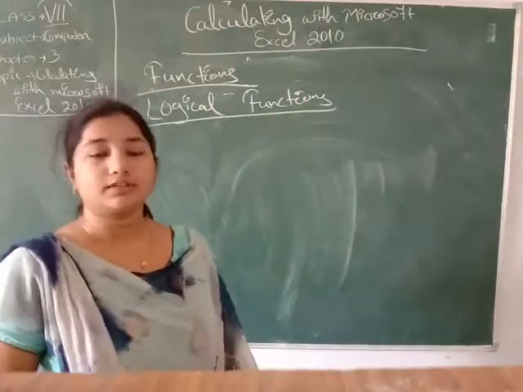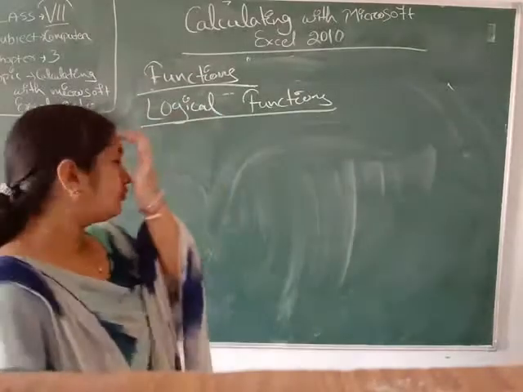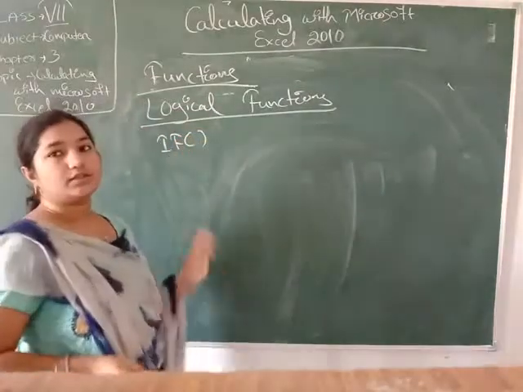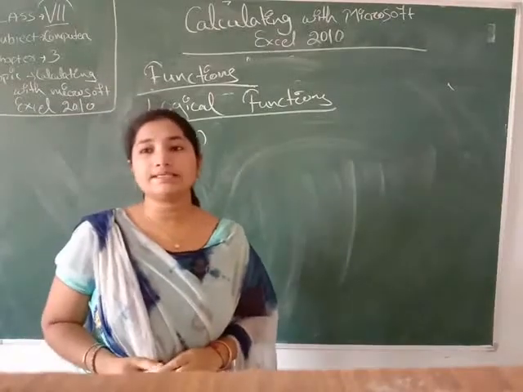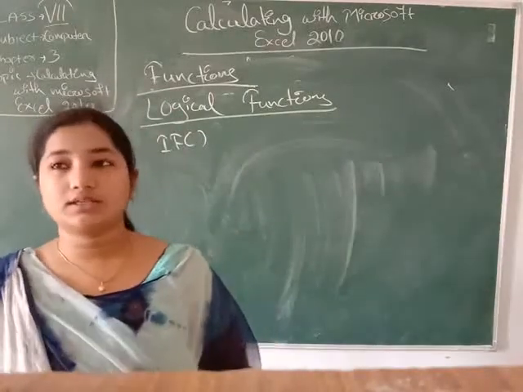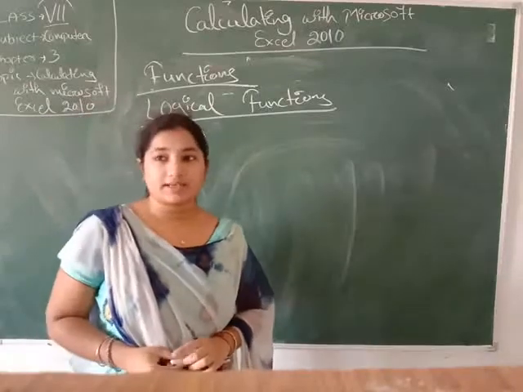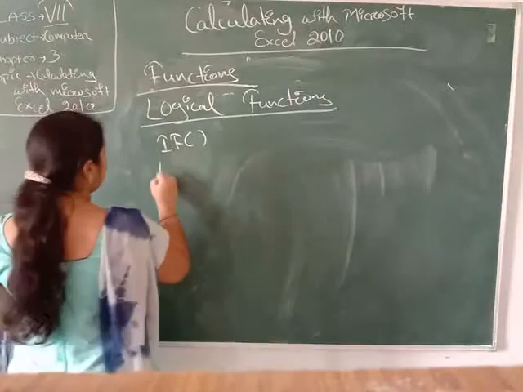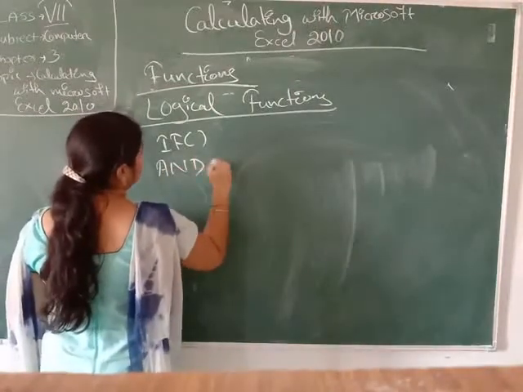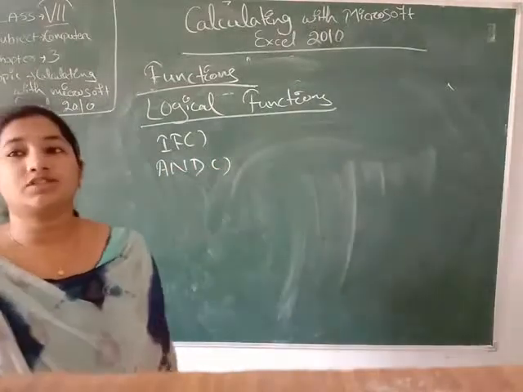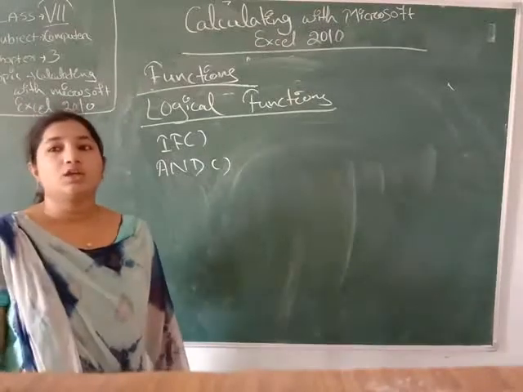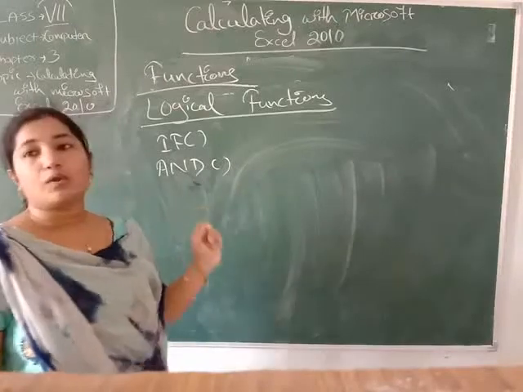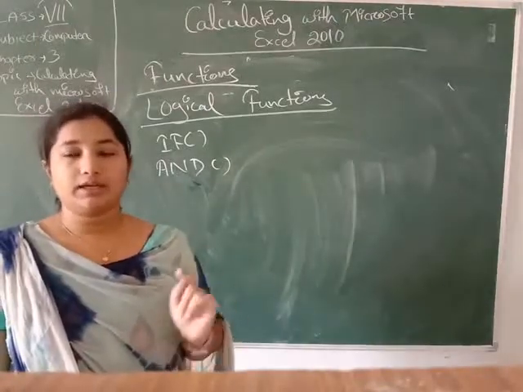In logical functions, the first one is IF. This IF function is used to test a condition and take alternative actions depending on the result. The next one is the AND function. The AND function tests up to 30 conditions using a logical AND. Means by the help of the AND function we can test up to 30 conditions.